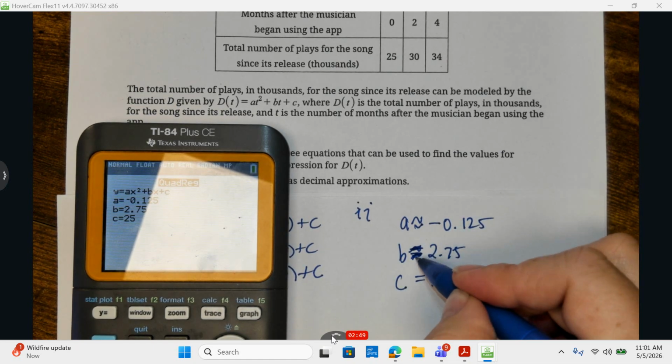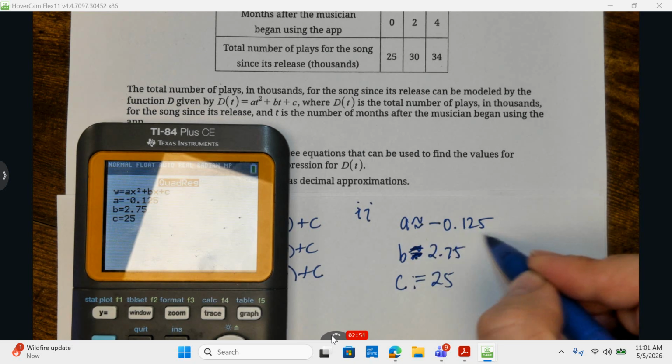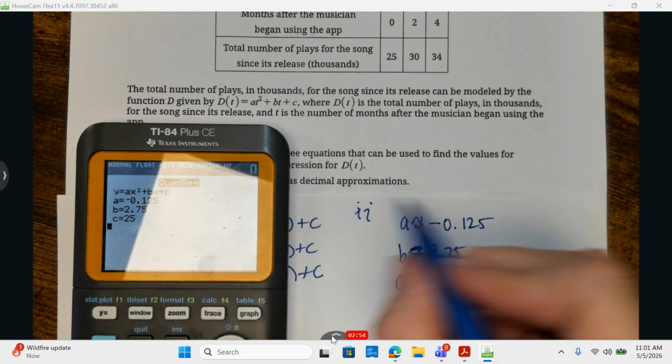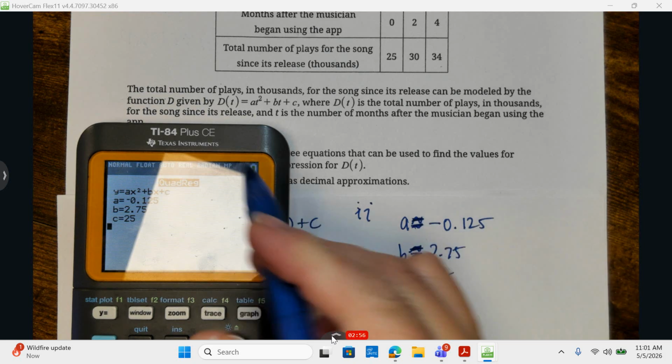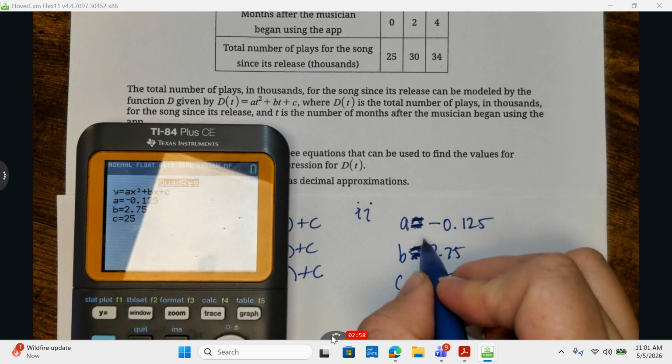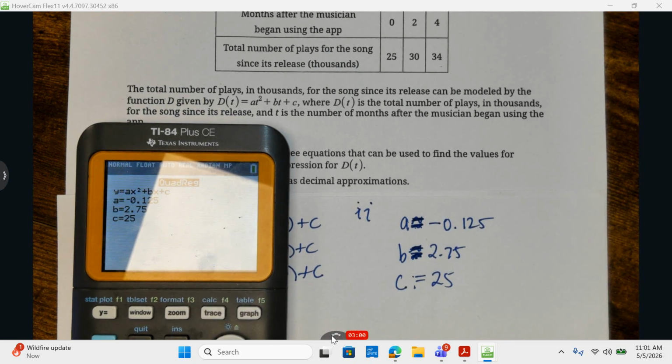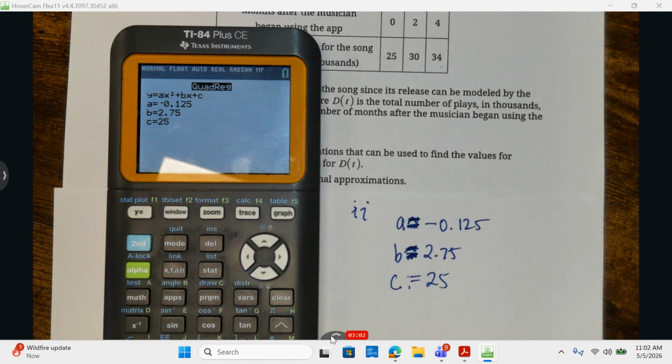I don't want to use these squiggly equal signs if it doesn't appear to be. You know what? I'm even going to say that this looks exact. This does not look like it was a rounded value. There's your A, your B, and your C. Let's move on.